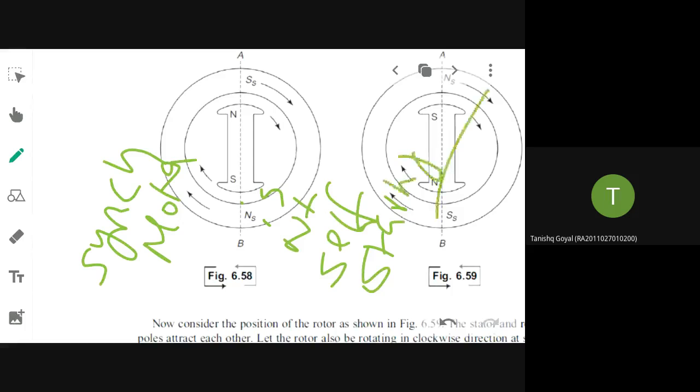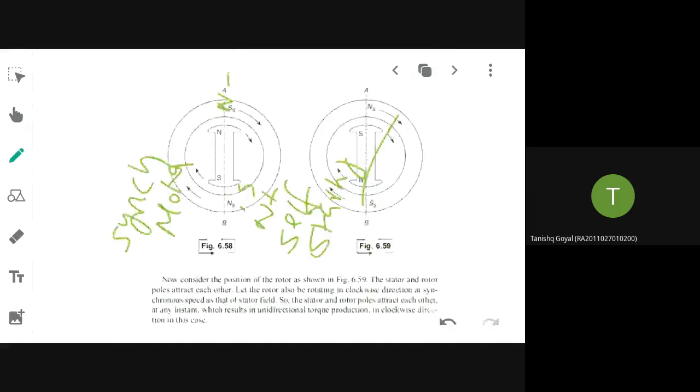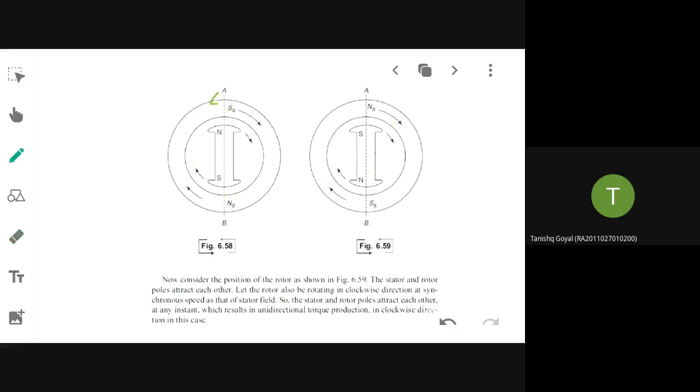Synchronous motor is not self-starting. Why? Like the single phase induction motor, the synchronous motor is also not self-starting. Because of what particular reason? One time here it will be north, here it will be south, both will repel, and it will come in this direction. Then one time it will rotate, the stator pole will shift in position. Now if it is shifting in position, it will become south here, north here, and it will become N here, and here it will become S.